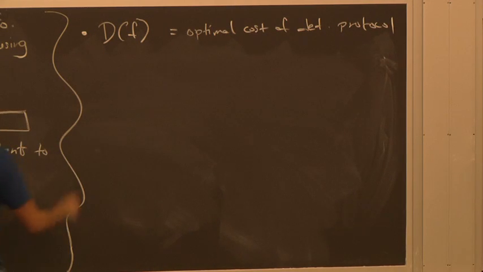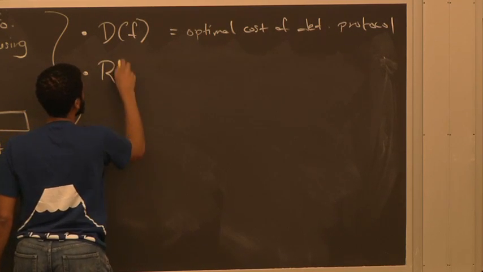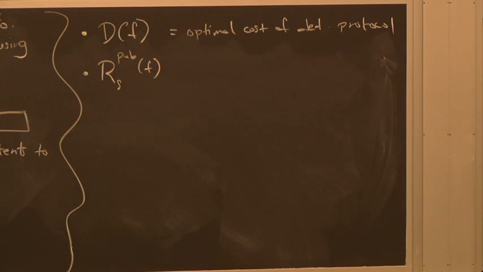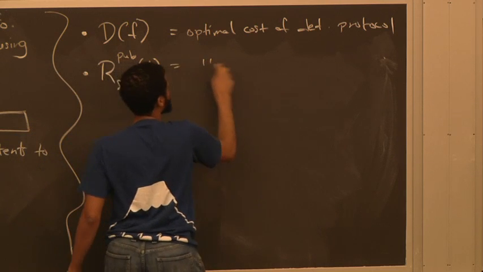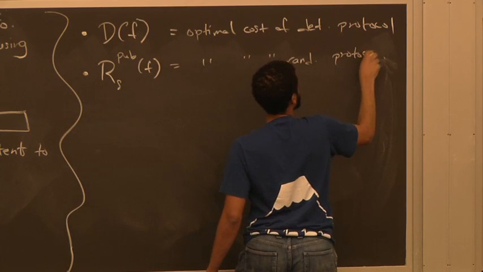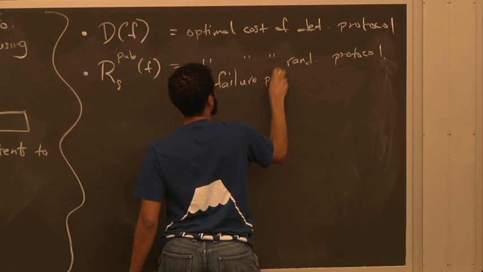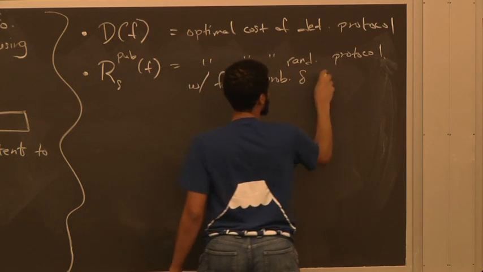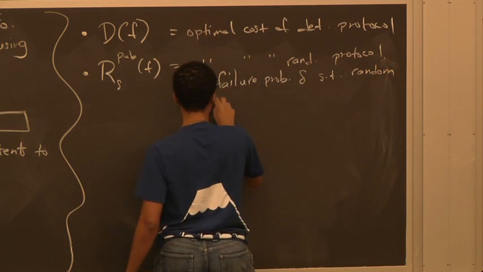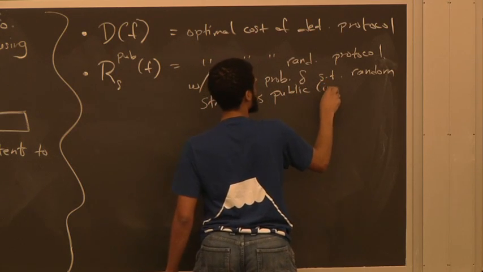We're also going to look at something I'll call R_delta^pub(f). This is, again, the optimal cost of a randomized protocol with failure probability delta, such that the random string is public. It's written in the sky.